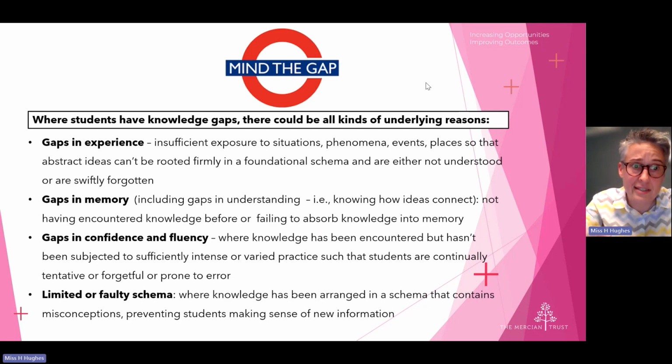They make mistakes. And then finally, this idea of limited or faulty schema, where knowledge has been arranged into a schema, but there's misconceptions. And we all know how dangerous misconceptions are when you're teaching history. And therefore, students can't quite make sense of any new information that we're giving them. And we give lots of information in history. And we give increasing amounts as we go into Key Stage 4 and obviously Key Stage 5. So there's all sorts of problems that our young people, that our future historians face.